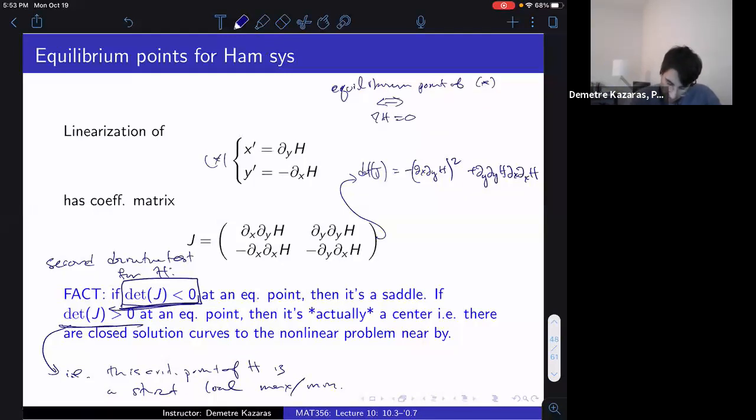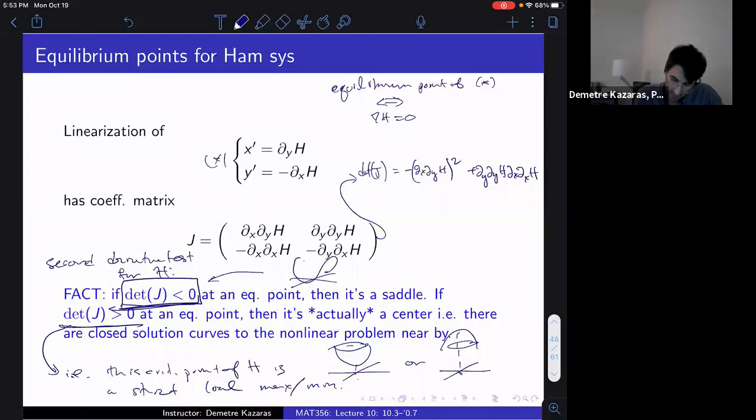So locally near this critical point, the graph of h looks like either a bowl or a cap. Let me also draw the picture for the determinant being negative. That's a saddle point, and you get the usual saddle picture.